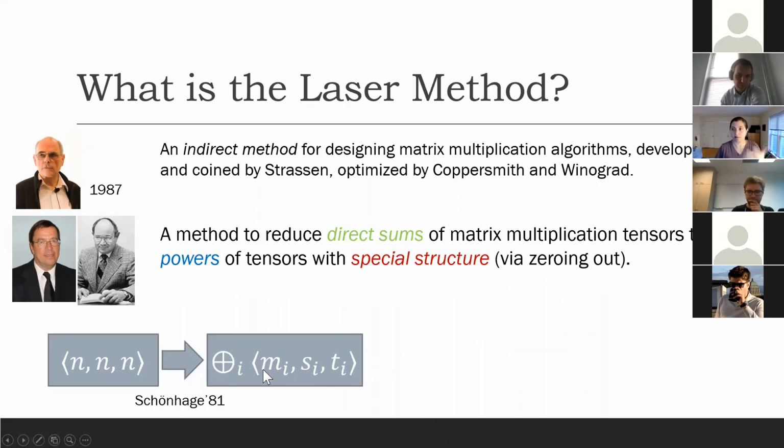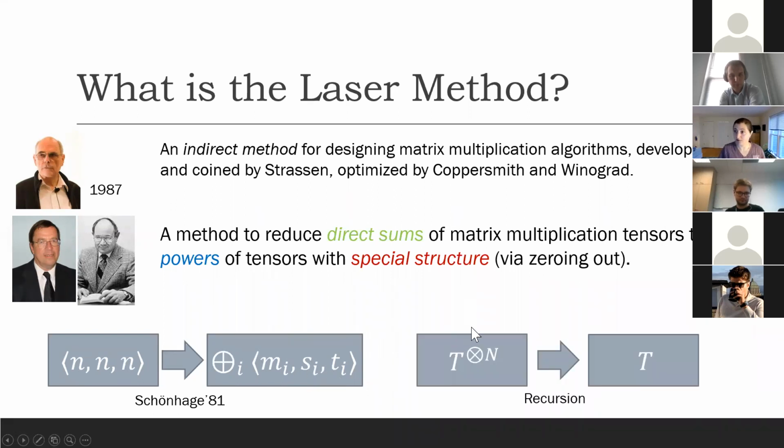So here's the idea. The arrows mean reduction in terms of algorithmic reductions. Let's say I want to compute the product of n by n matrices. Then Schönhage showed that you can take an algorithm for computing a direct sum, which is what this means, of a bunch of matrix multiplication tensors of different dimensions, and you can reduce the n by n matrix multiplication problem to this new problem, which I have to define.